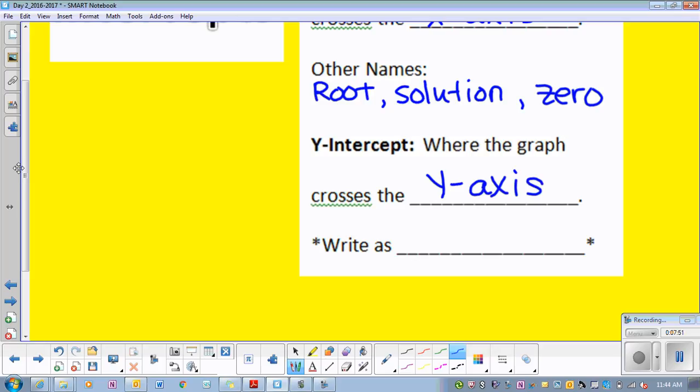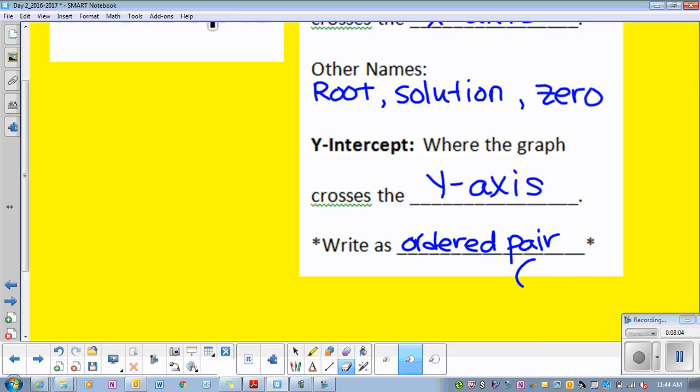And please remember, you must write this as an ordered pair. That means we write it as x comma y. And you know what? We don't even have to put x comma y. I guess we could say 0 comma y, because it should be 0 comma whatever your y-intercept is, right?